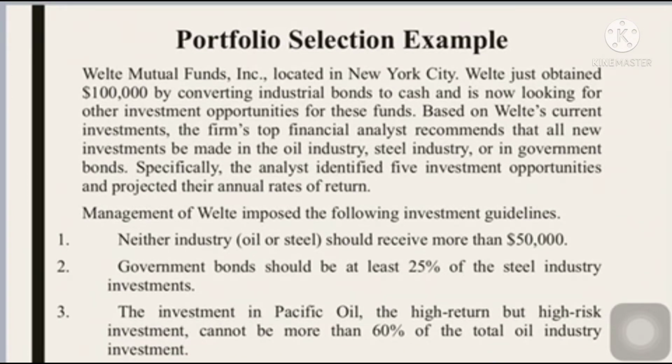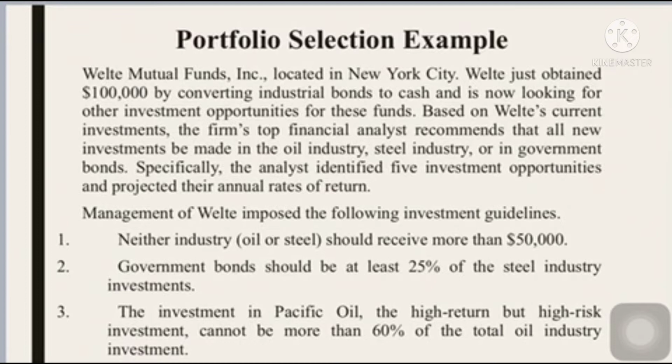Wealthy Mutual Funds Incorporated, located in New York City, just obtained $100,000 by converting industrial bonds to cash and is now looking for other investment opportunities for these funds. Based on Wealthy's current investments, the firm's top financial analyst recommends that all new investments be made in the oil industry, steel industry, or in government bonds. Specifically, the analyst identified 5 investment opportunities and projected their annual rates of return. Management of Wealthy imposed the following investment guidelines.